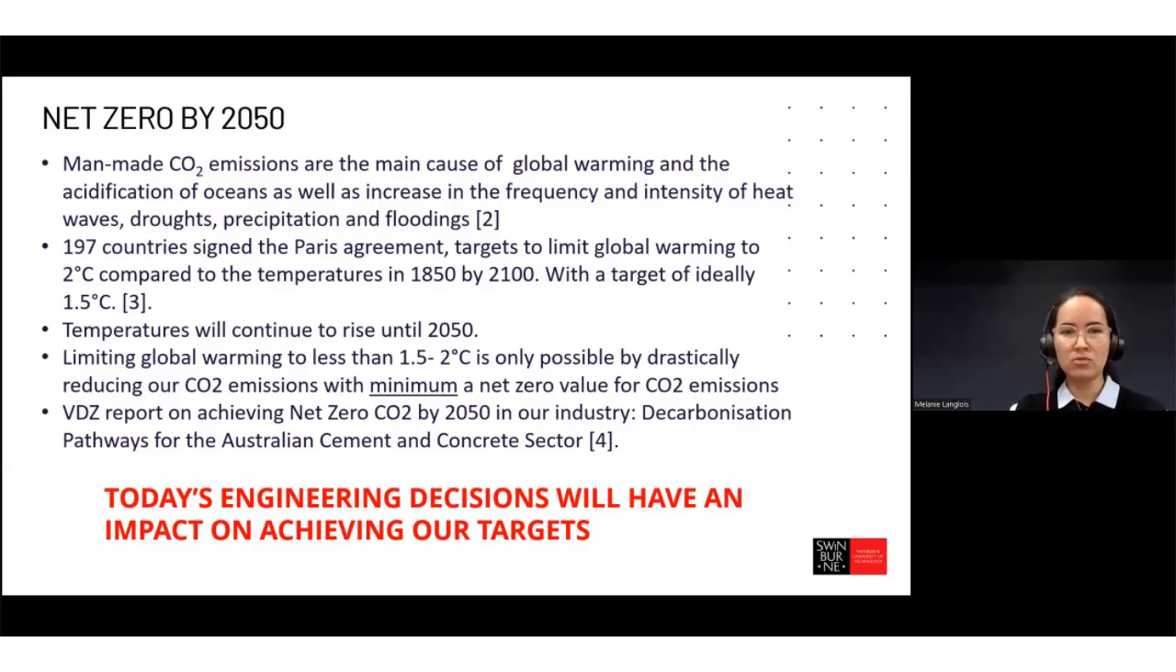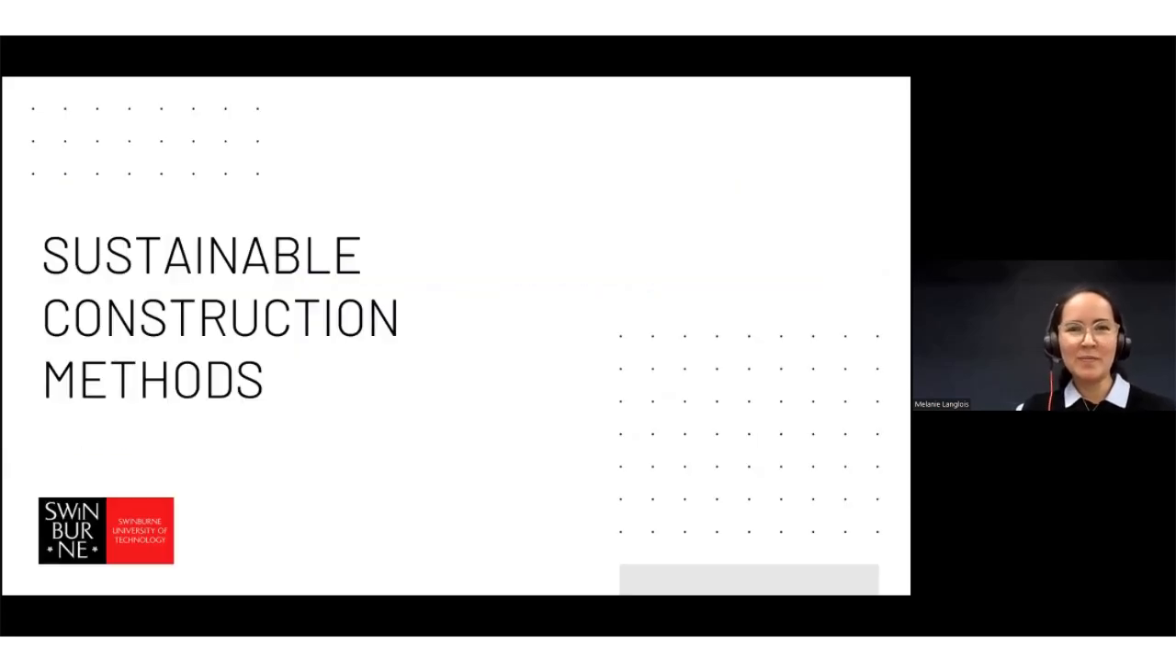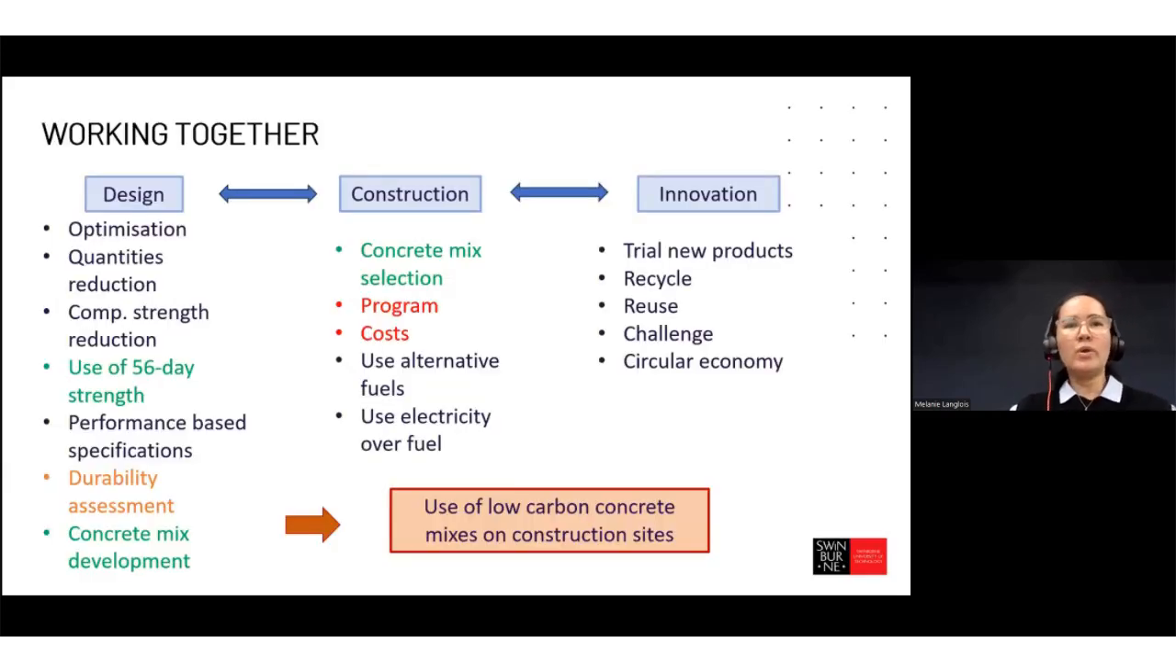What I want to mention is that today's engineering decisions will have an impact on achieving our targets. So that's what I'm going to talk about today through our sustainable construction methods. We have to work together between design, construction, innovation. For example, from a design point of view, we need to optimize. We need to reduce the ratio of rebars. We need to reduce the concrete quantities we are using. We need to optimize the characteristic compressive strength that we are using, even try to achieve the compressive strength at 56 days rather than at 28 days.